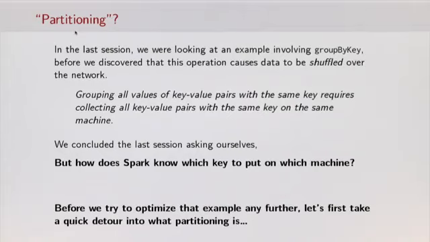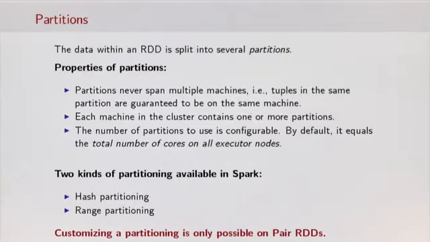But we ended last session asking ourselves, wait, I understand we have to move data around the network, so some data is all on the same machine, but how do we know which machine to put which key on? So before we try to optimize that example any further, let's take a detour to learn more about what partitioning is and how it works in Spark. So let's first start with partitions.